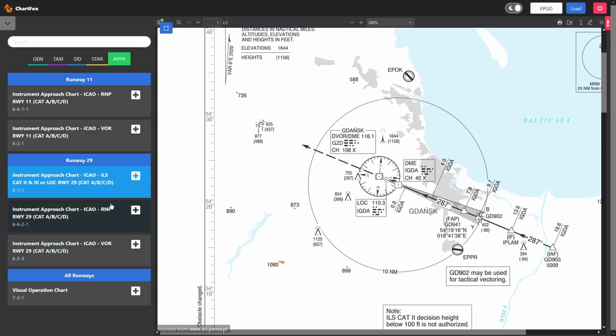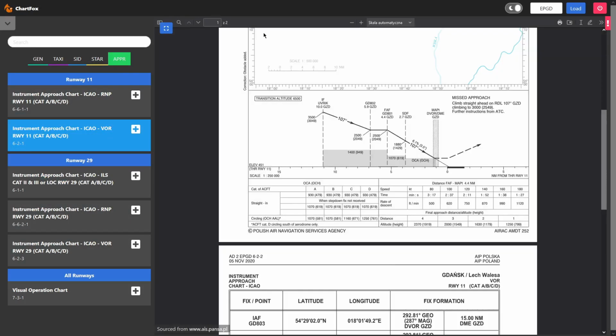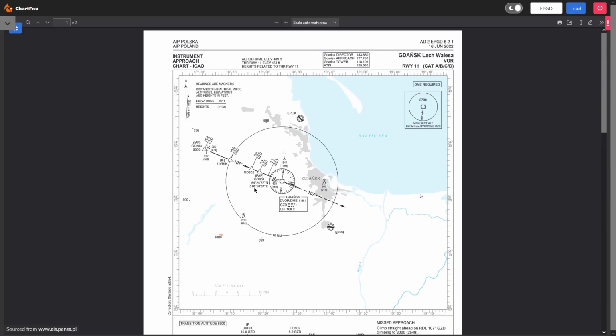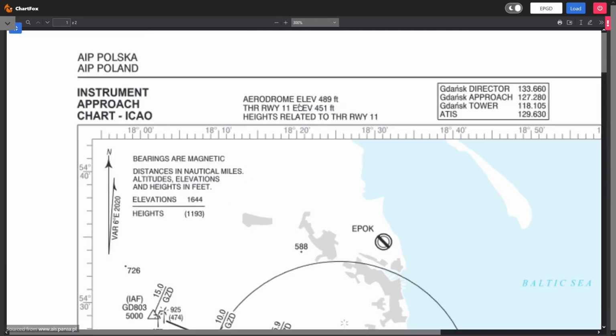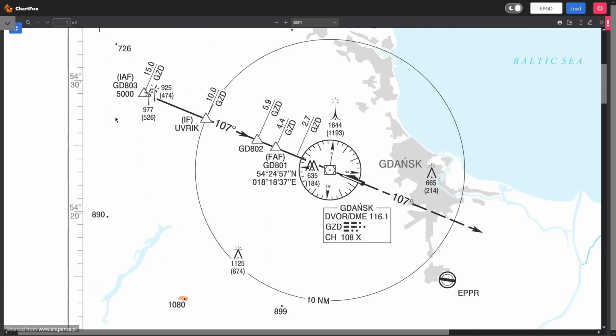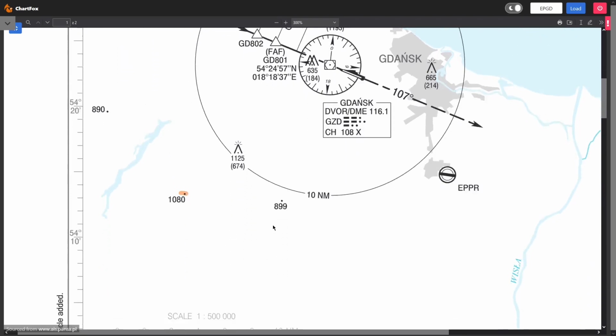So let's try doing the VOR approach for 311, because I think it will actually be useful now. So this is the VOR approach. As you can see, the charts are pretty much the same. So we have Golf Delta 803, that's the point over here. Now we are going to Ulrich point. We have Golf Delta 802, Golf Delta 801.